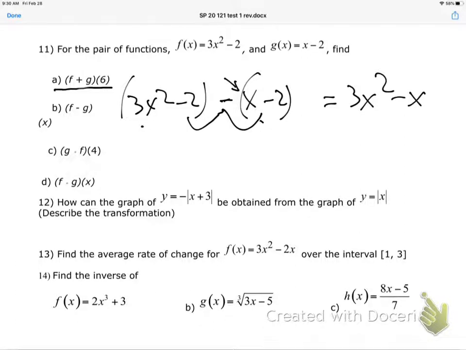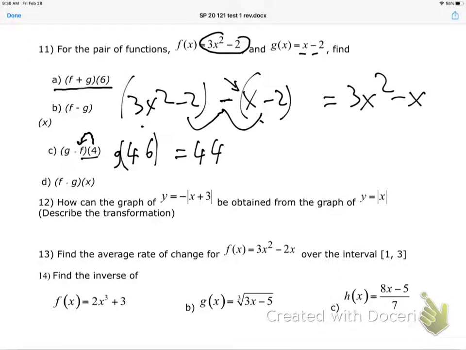This next one, composition now. Plug the 4 only into the f. If I plug 4 into there, 4 squared is 16, times 3 is 48, take away 2, I'll get 46 when I do that. I then plug the 46 into the g equation. 46 take away 2 is 44.